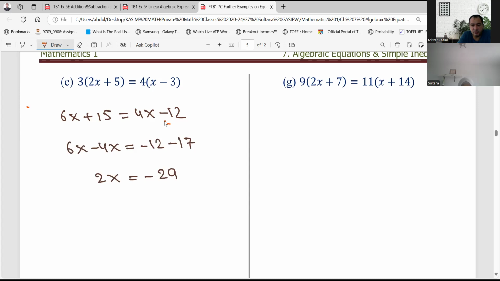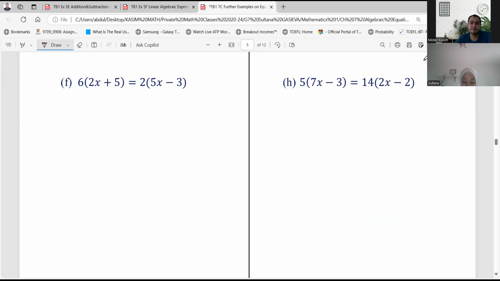So this one is negative 12. It's the same thing. We cannot change because it's not changing side, right? Oh, you're saying 15, right? Yeah. Oh, it's 15. Sorry. I didn't see that. Okay, so it is negative 15. So it should be negative 27, right? Yeah, negative 27. And then x equals negative 27 over 2. Or we can write it as negative 13 and a half, right? Okay, good. Next question, F.